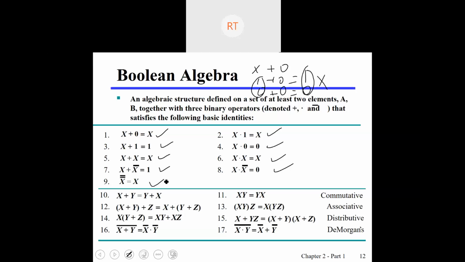Okay? Clear, guys? So this is the first list of Boolean algebra identities, the basic ones. We continue, please, now with what is commutative. Many of these you already know from arithmetic identities, so they will work the same.